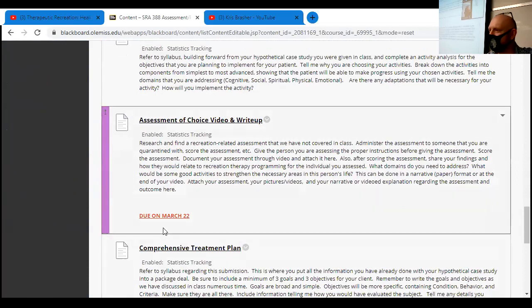Reminder, due on March 22nd is the assessment of choice and write-up. That's your video where you're going to introduce yourself, get permission to do an assessment, conduct the assessment, then you can cut the video. You don't have to sit there and video yourself scoring it for 10 minutes. Cut the video, score it, and come up with a score for the assessment that you do. Choose one that you like and have the person that you're assessing have something specific that they're dealing with, whether it's Parkinson's or Down syndrome or anything.